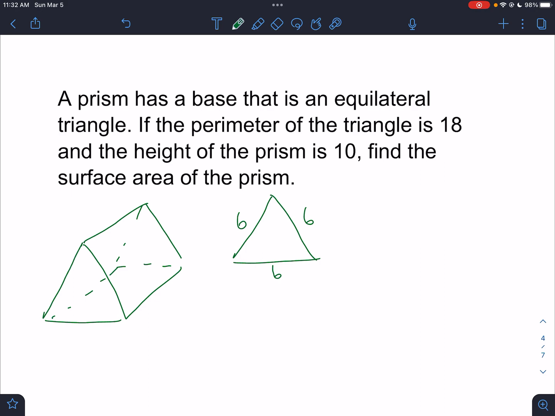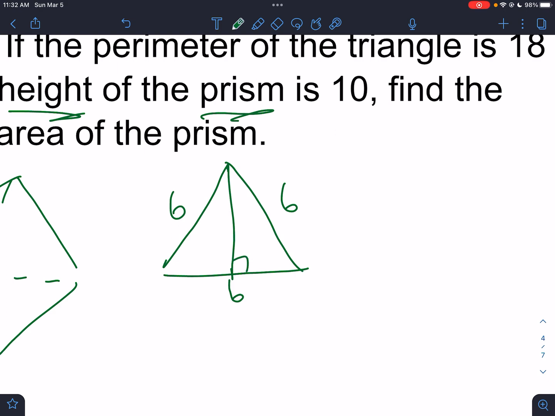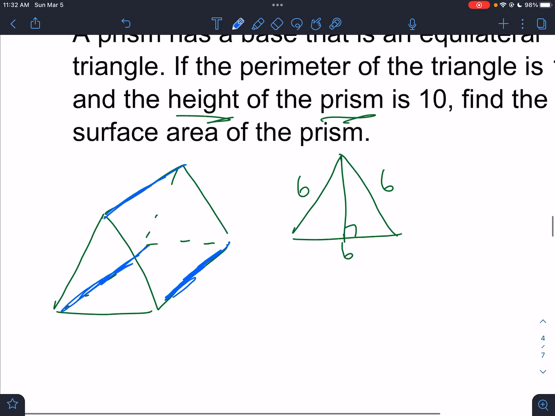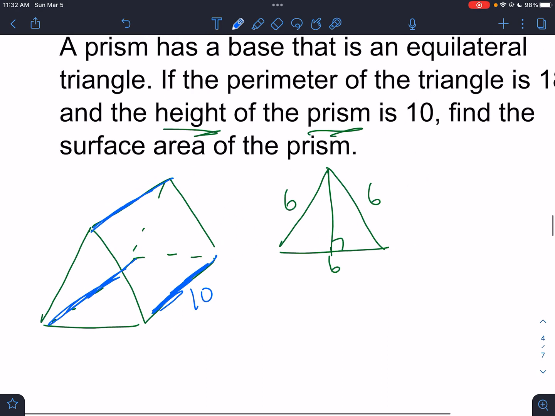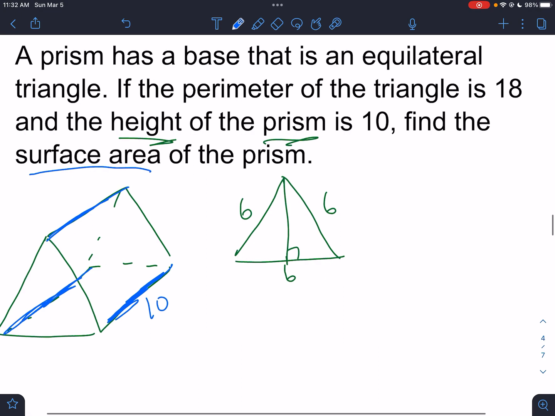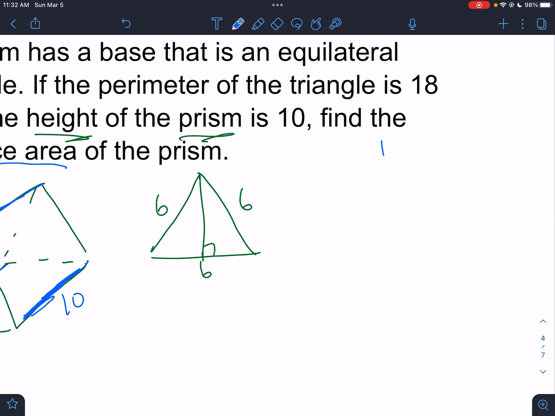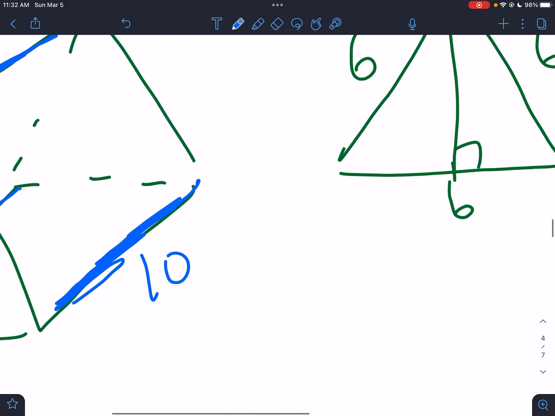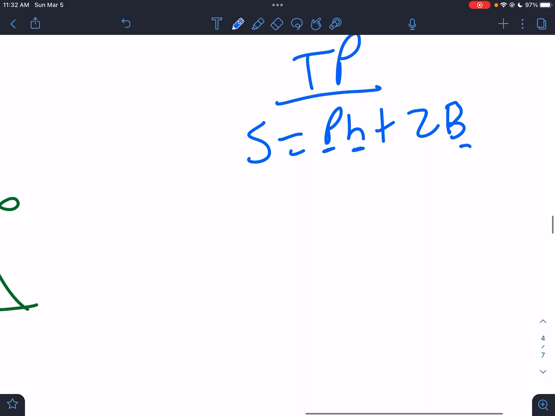And the height of the prism, this is really important. It says height of the prism. Is that this number? Is that the height of the prism? No. This, the line that connects the two bases, is the height of the prism. All three of those would be the height of the prism. And they're telling us that is 10. Find the surface area. So we're working on a triangular prism. The surface area is Ph plus 2B, where P is the perimeter of the base, h is the height of the prism, and B is the area of the base.